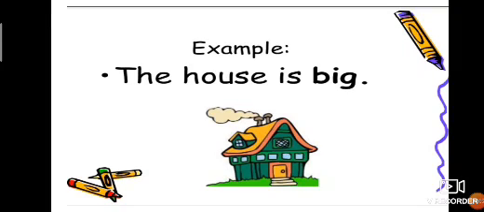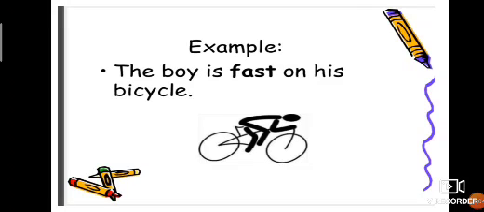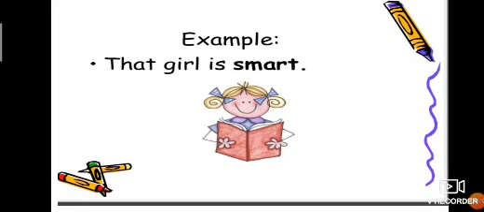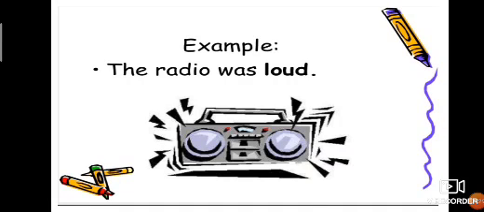Positive degree. The boy is fast on his bicycle. Boy is the noun, and we are describing the boy. The girl is smart. Girl is the noun, and smart is the adjective. The radio was loud. We are describing the radio, the thing known as it, that it is loud.